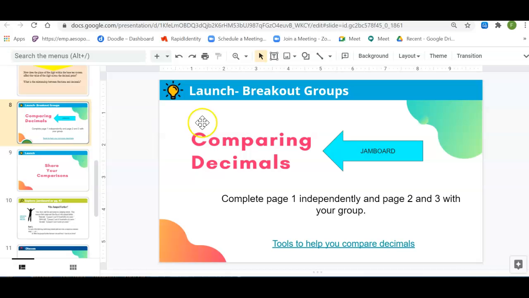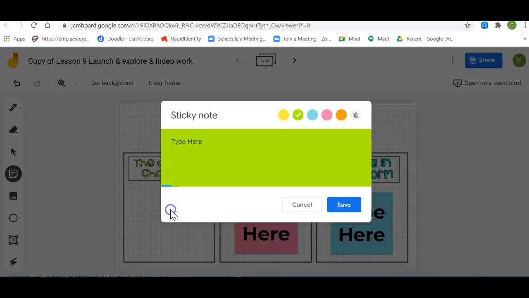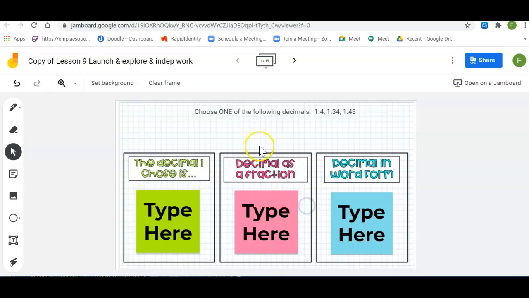Going back to the Jamboard, you're going to choose one of the following decimals: 1.4, 1.34, or 1.43. So 1 and 4 tenths, 1 and 34 hundredths, or 1 and 43 hundredths. You get to choose one of these decimals, and the decimal I chose, you're going to put right here. Click into the sticky note and type in the decimal that you actually chose.